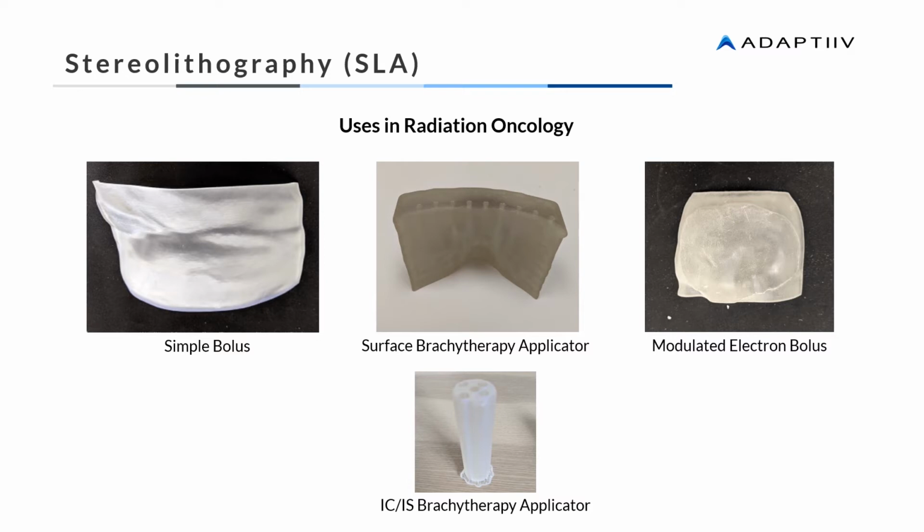A key limitation when it comes to printing bolus and surface brachytherapy applicators is limited print size due to small build volume. That said, we are witnessing a rapid development of larger build volume SLA printers, some of them being validated at Adaptiiv at this very moment. SLA technology can also print intracavitary and interstitial, or IC and IS, brachytherapy applicators. Unlike FDM printing, biocompatible resin is commercially available. However, the applicators must be printed in 100% infill.